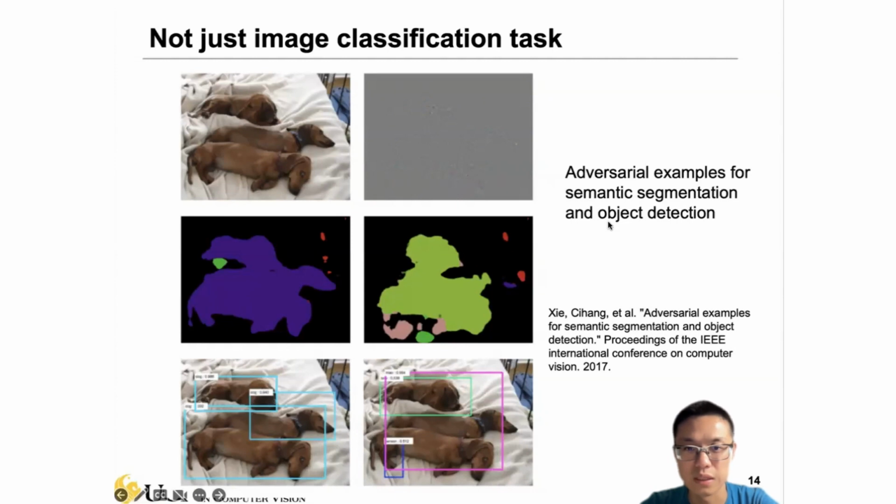After we add these adversarial noises to the original image, this is the segmentation output. The color of the semantic map has changed, so this will probably be misclassified as a different category. And here, the bounding boxes for object detection were also changed, right? You no longer see the output as a dog, but different categories with different sizes.